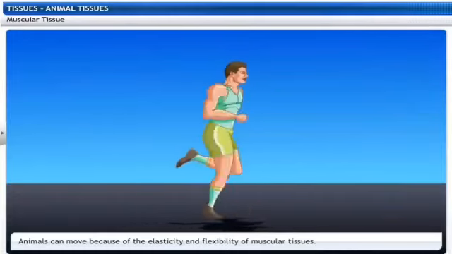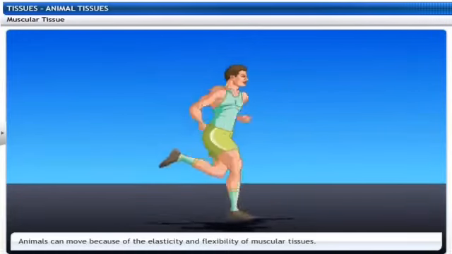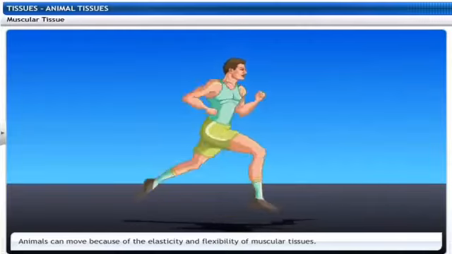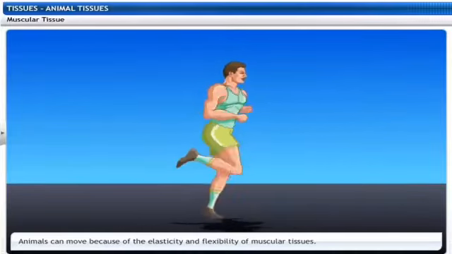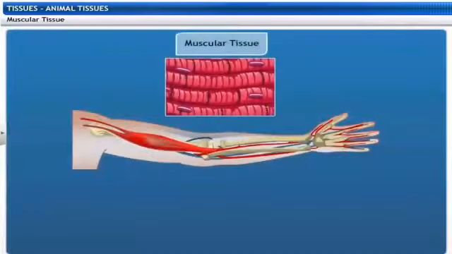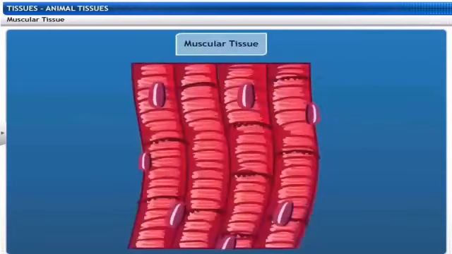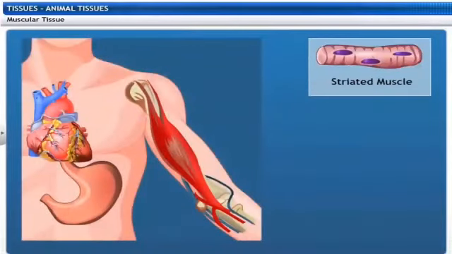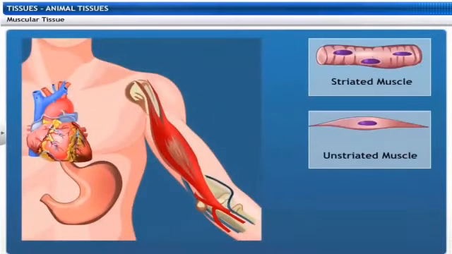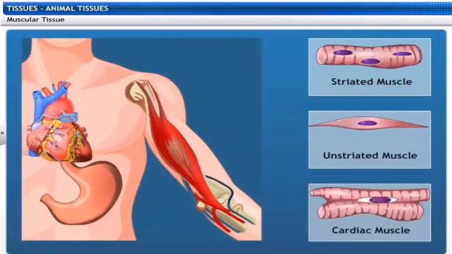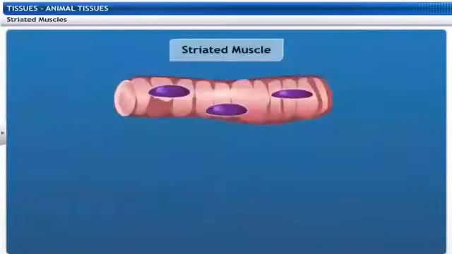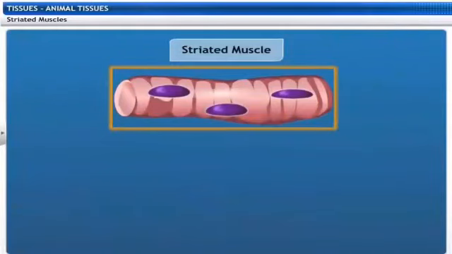Now the next tissue is the muscular tissue. Here we can observe that a person is able to run because of the elasticity and the flexibility of the muscular tissue. So let us go into the crux of it. Now the muscular tissue mainly consists of the muscle cells known as the muscle fibers. Looking into the structure of the muscle fibers, there are three major types of muscles: the striated muscles, the unstriated muscles, and the cardiac muscles. Let us observe them one by one.